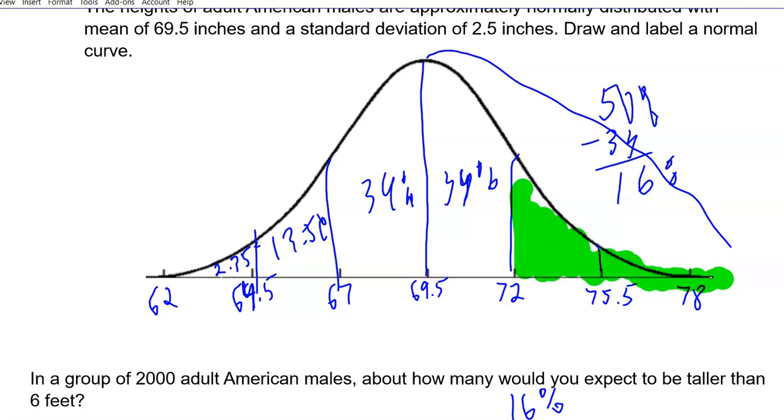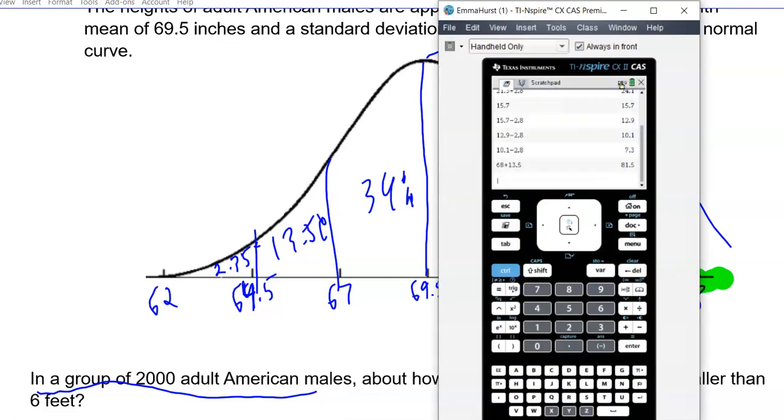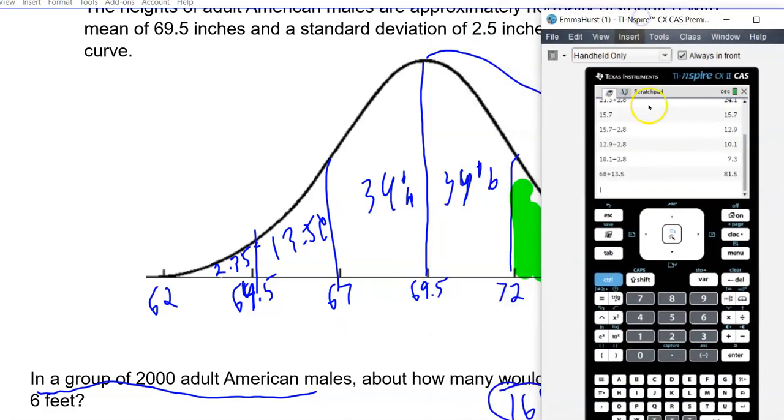But there's a little twist to this question. I kind of glanced over it. I first found the percentage, which is what we've been doing. But this is a little nuanced. So in a group of 2,000 adult males, I really want 16% of 2,000 males. They took a sample, right? And so they're asking, how many of that sample of 2,000? So we need 16% of 2,000.